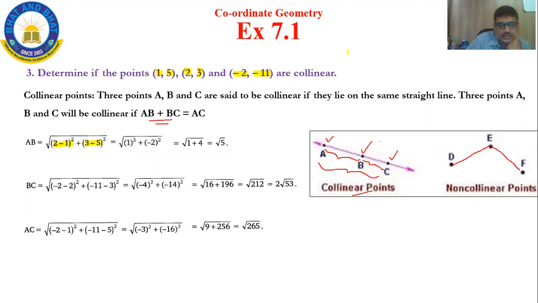Yes. So you must write the conclusion. That is very, very important. You must not miss out writing this conclusion. That is, since AB plus BC is not equal to AC, the given points are not collinear.